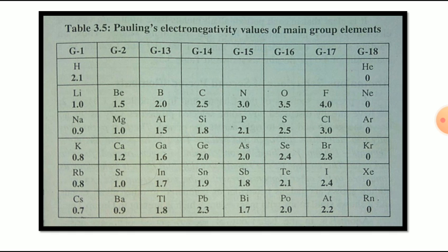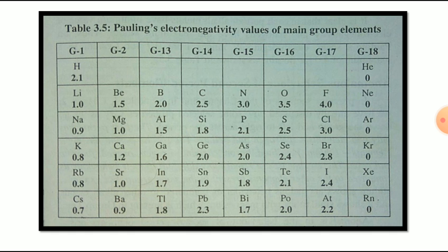So in case of group number 16, oxygen electronegativity 3.5, sulfur 2.5, selenium 2.4, tellurium 2.1, and polonium 2.0. See, the value goes on decreasing regularly. But in case of nitrogen 3, phosphorus 2.1, arsenic 2, here the value also decreases regularly in case of group number 15.